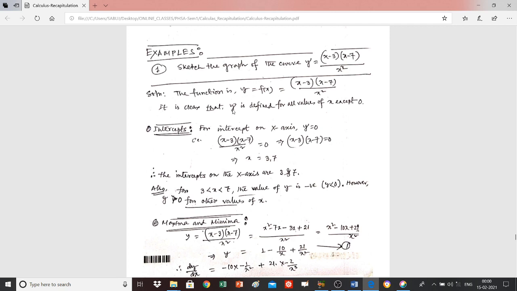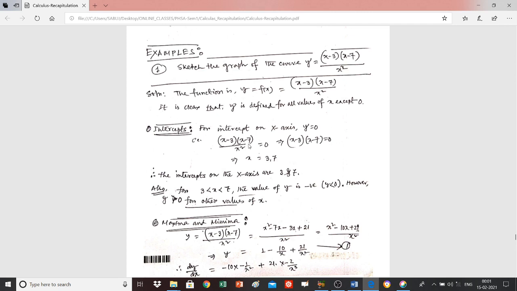And now, first of all, you have to find out the intercepts. So you know that the curves can intercept the y-axis as well as the x-axis. For the case of intersection on the x-axis, y should be 0. Just look at this expression. In this expression, write y is equal to 0. If you then calculate the values of x, those values of x will be the intercepts on the x-axis. So let us do it.